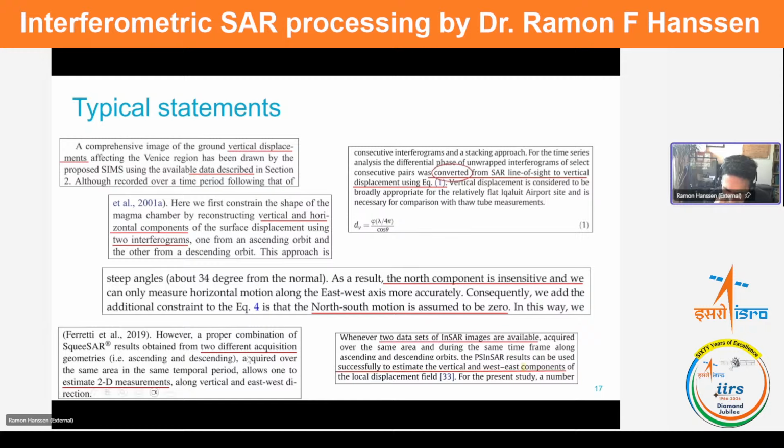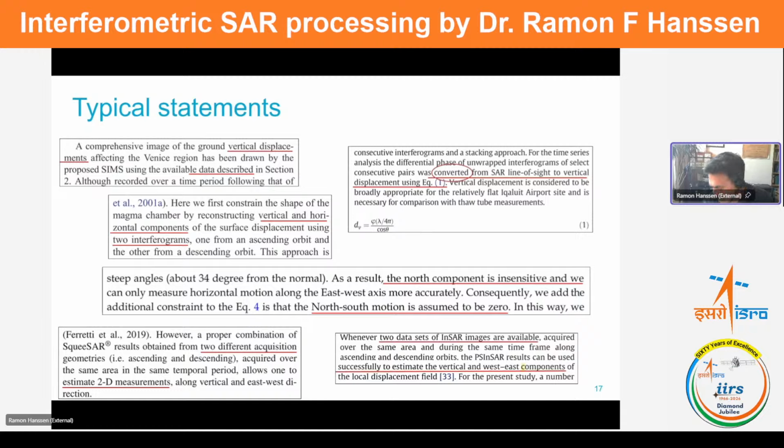Here we have another one where we say, as a result, the north component is insensitive. We can only measure horizontal motion along the east-west axis. So therefore, we add the constraint that the north-south motion is assumed to be zero. Now, these are basically two errors on top of each other, right? One, it's true that there is less sensitivity to the north component, but that doesn't mean that you cannot observe it. Whether you can observe it depends on the signal-to-noise ratio, and it depends on the size of the signal. So that is in the signal-to-noise ratio, actually.